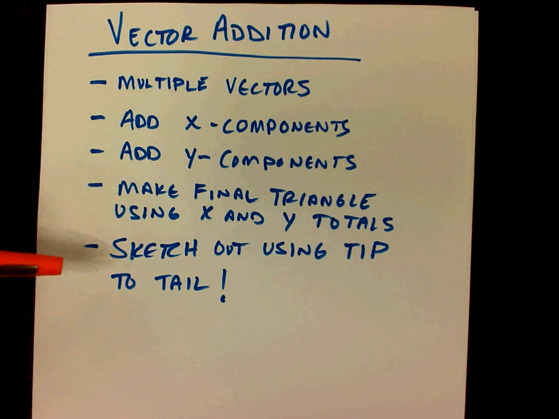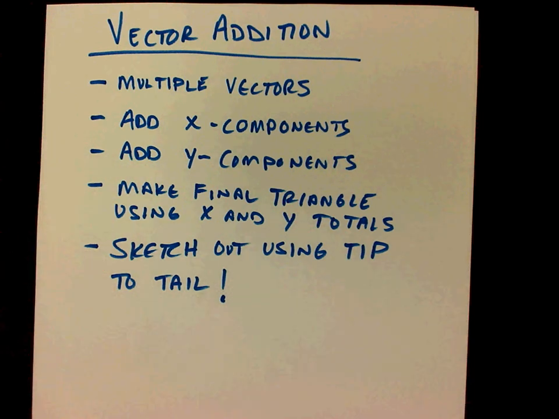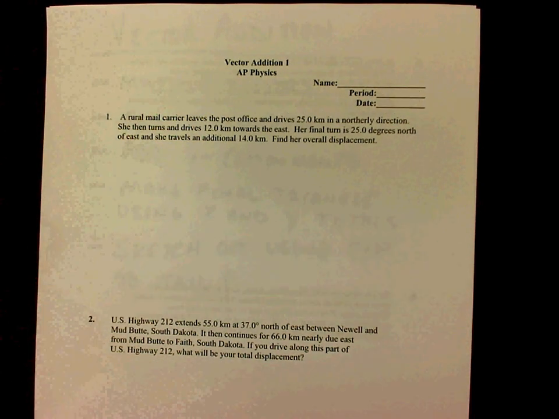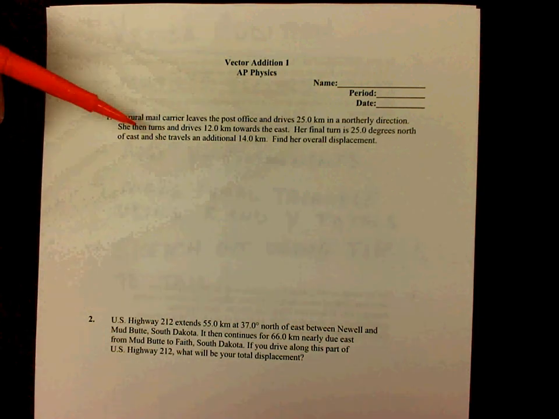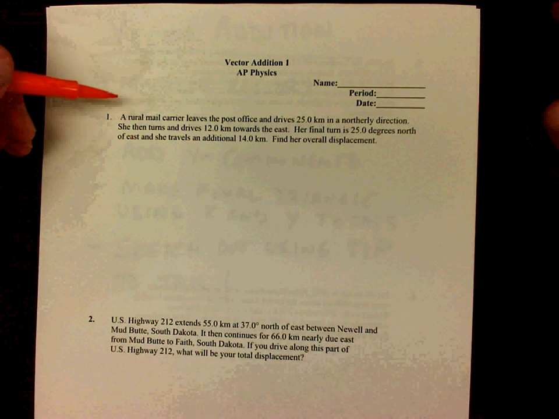Don't forget, as we're sketching these, you're still going to use your tip to tail technique that we've been using to draw these guys out. So we're going to jump in. I'm going to show you an example, and hopefully that'll help clarify what these problems look like. First step is to read and draw out the vectors like we've been doing. So drawing these things out, read and see what we've got.